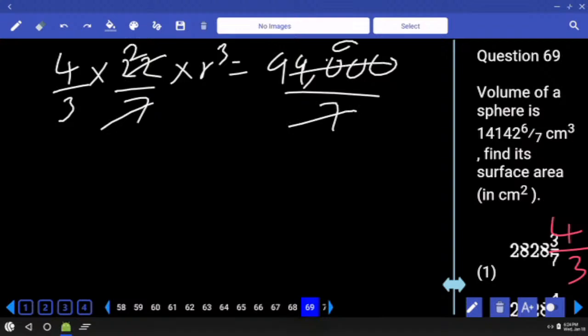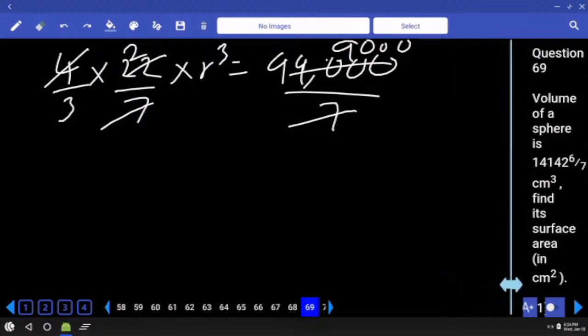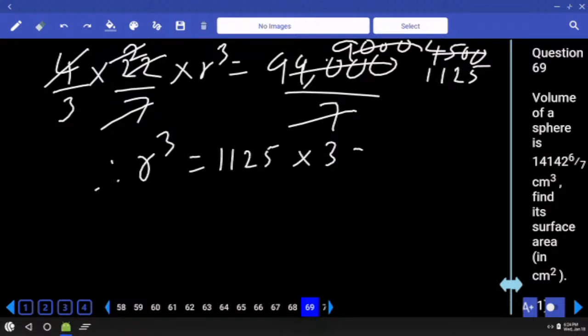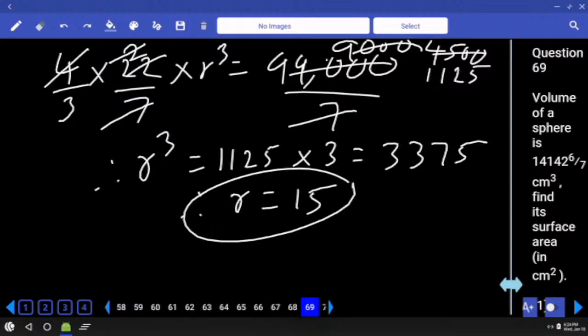What else do we have? I think we can do this. It comes around 1125. Therefore r cube equals 1125 into 3, which comes to what? 3375. Therefore r cube is 3375 and r is 15.